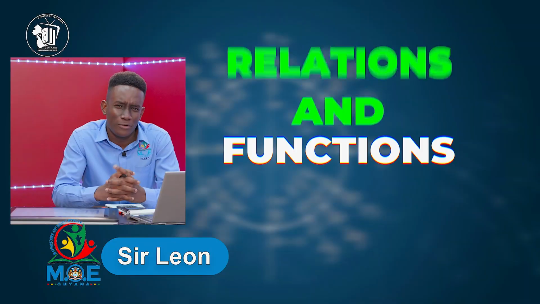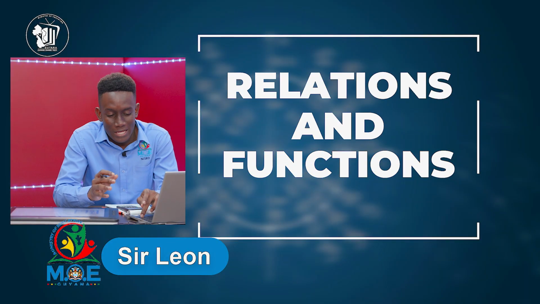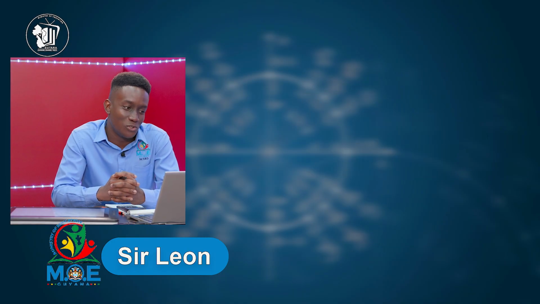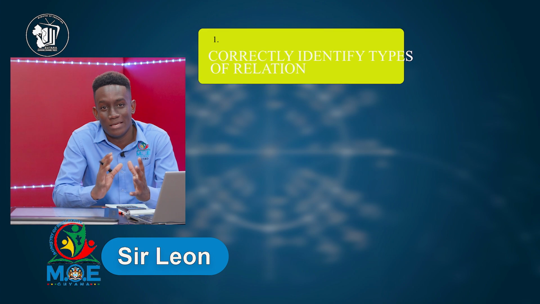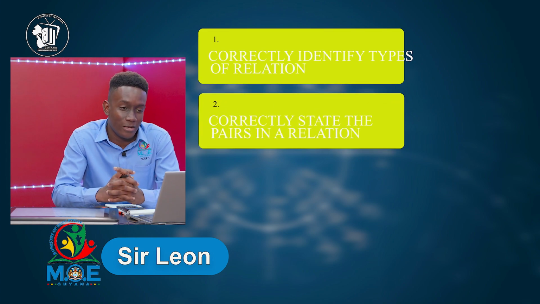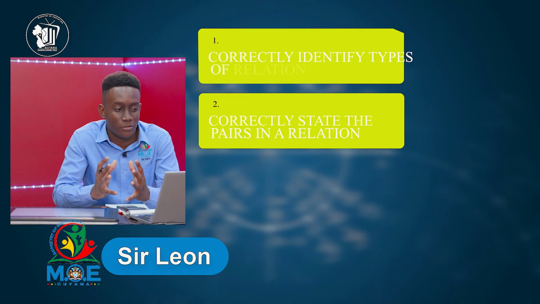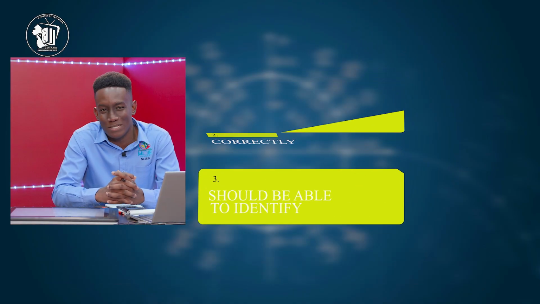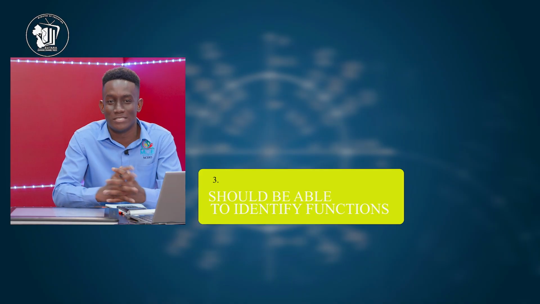And in this video, we'll be looking at a beautiful topic, relations and functions. And at the end of this video, you should be able to do three things. One, you should be able to correctly identify the types of relations. Two, you should be able to correctly state the ordered pairs in a relation. And three, you should be able to identify functions. So let's head straight into the video.